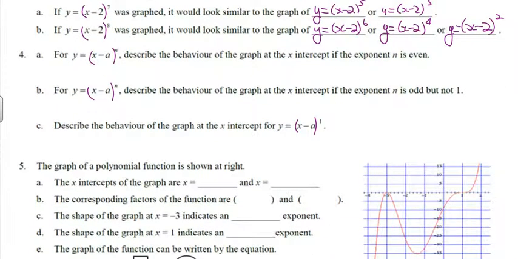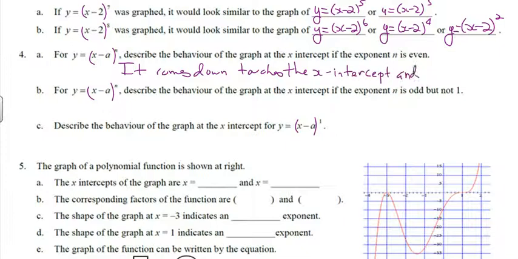Describe the behavior of the graph at the x-intercept for an even exponent. It comes down, touches the x-intercept, and goes back up. Because what goes down, well, that's not really true, but in this case, what goes down must come back up again. Fair enough? I don't actually have the big book of correct answers, so we're just going to make this up as we go along.